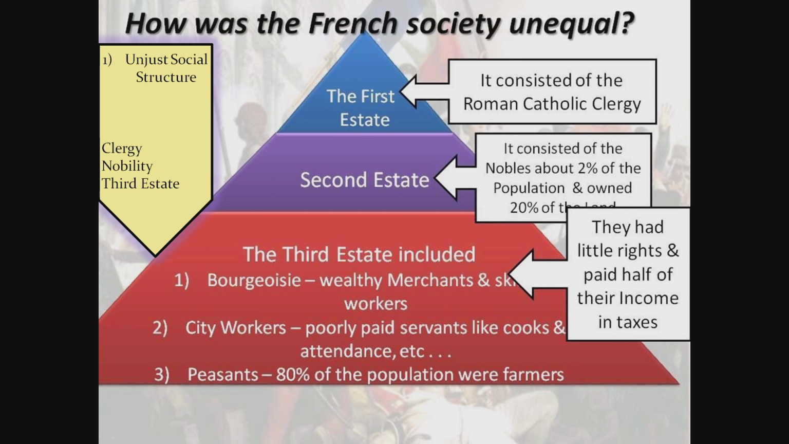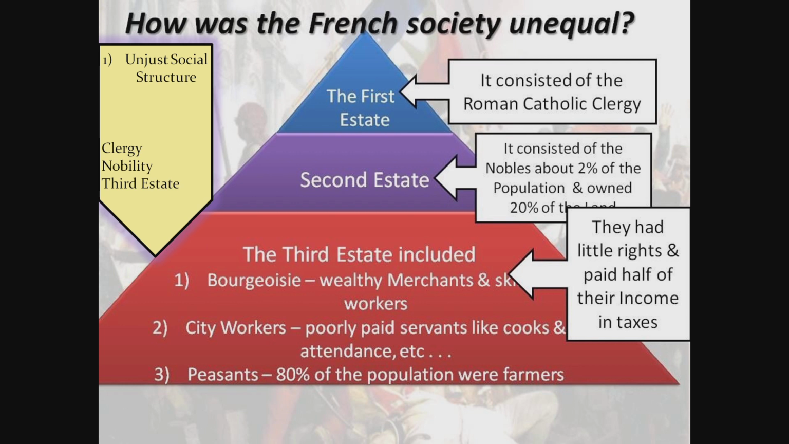Same like that, not four, but French people had 3 estates, as we call varna, they call it estate. The first estate consisted of the Roman Catholic clergy, as our saints, rishis and Brahmins were there. Same in France, the first estate consisted of the Roman Catholic clergy, who were popes and their saints. The second estate consisted of the nobles, about 2% of the population, and they owned 20% of the land. And the third estate included the bourgeois, who were wealthy merchants and skilled workers, city workers who were poorly paid, and servants like cooks. Then peasants, 80% of the population, were farmers.